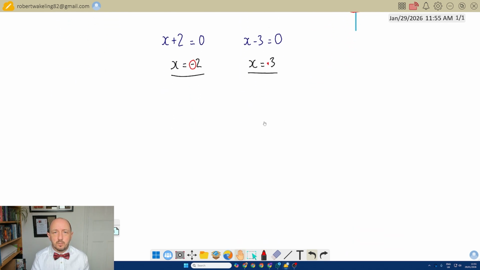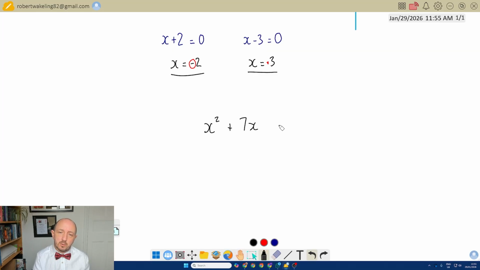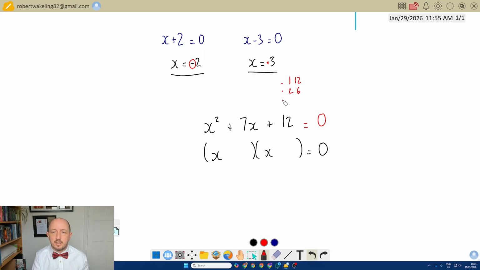Okay, so we'll do one more of those. Let's say x squared plus 7x plus 12, and when we're asked to solve, we have this added equals 0 at the end. We're going to factorise. What multiplies to give 12? We can have 1 and 12, 2 and 6, or 3 and 4. And we have to choose one of those pairs to make +7. So 3 and 4, plus 3 plus 4 gives us 7.